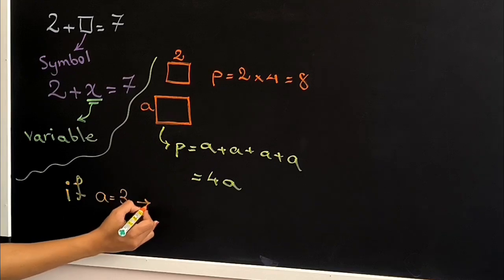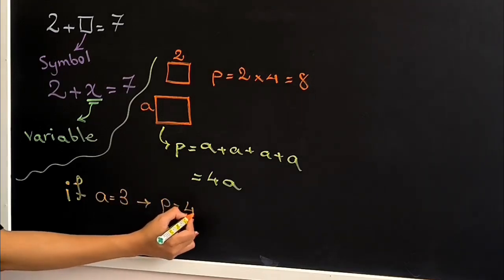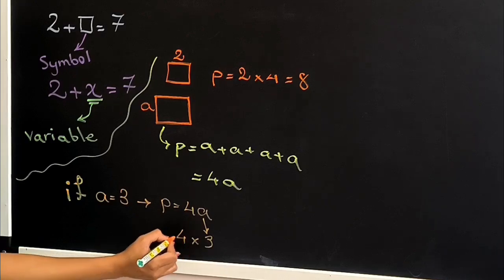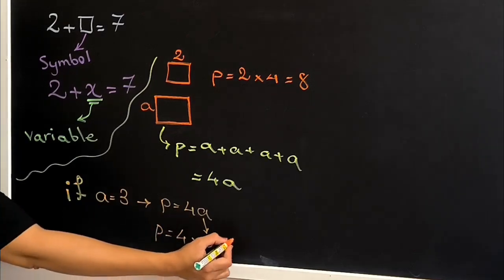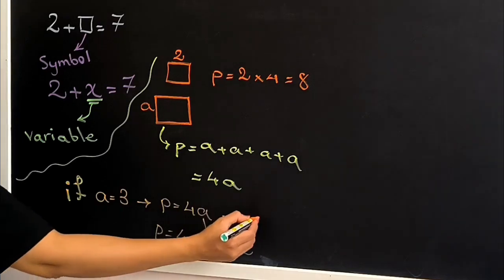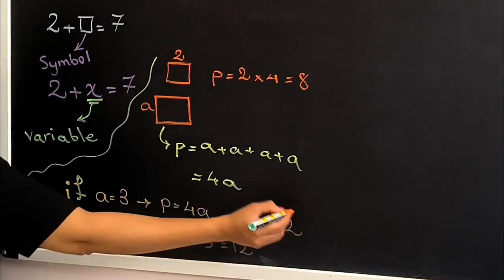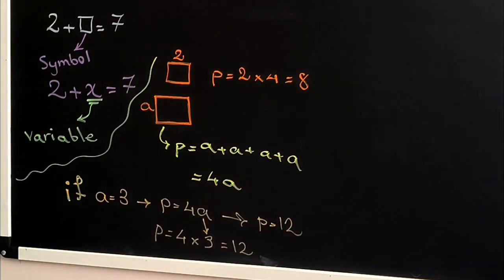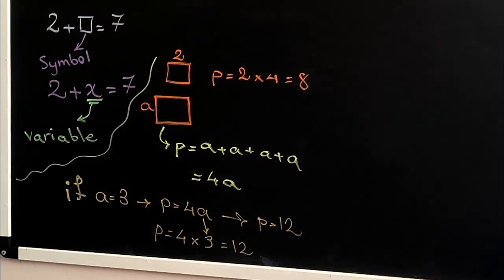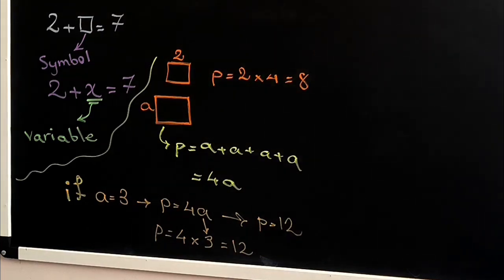For example, if we take the side length of the square as a, then the perimeter is 4a. Now, if we replace a with the number 3, we have p equals 4a. That means p equals 4 times 3, and the result is 12. This is really important because it shows that we can use a letter to represent any number and then calculate the answer. This is the main idea of algebra.